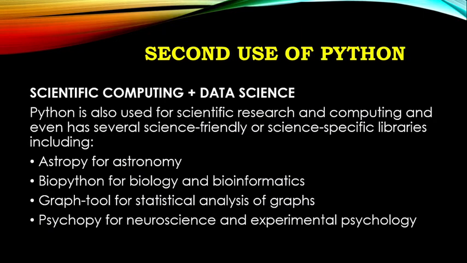So the second use of Python is scientific computing and data science. Python is also used for scientific research and computing and even has several science friendly or science specific libraries including AstroPy for astronomy, BioPython for biology and bioinformatics, GraphTool for statistical analysis of graphs, and PsychoPy for neuroscience and experimental psychology.